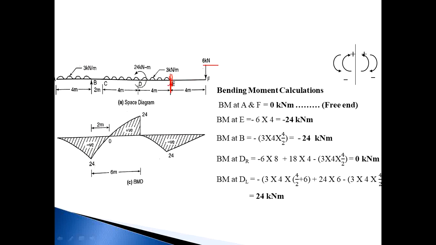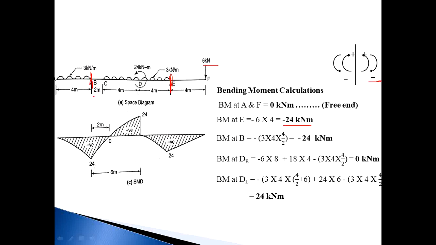Direction of the moment with respect to E is clockwise, and on the right side clockwise moment is negative. So minus 6, this is the force, into perpendicular distance 4, that is minus 6 into 4, that is minus 24 kilonewton meter.